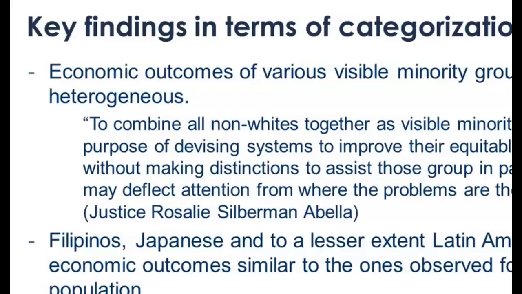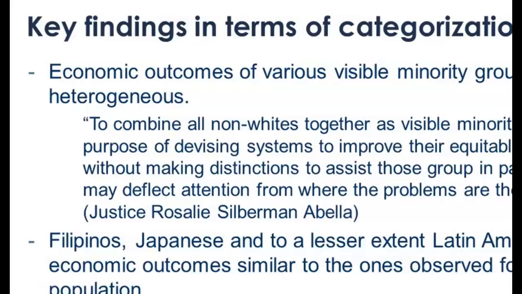She warned us that if we were to combine all non-whites together as visible minorities for the purpose of devising systems to improve their equitable participation, without making distinctions to assist those groups in particular needs, this may deflect attention from where the problems are the greatest. So I think this is one of the biggest conclusions we can take today: we want to talk about specific groups and maybe not so much about the aggregated one.